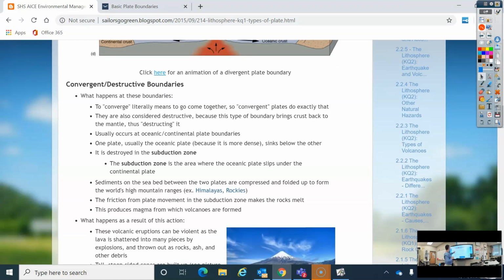All right. So convergent boundaries. Convergent boundaries are where you have two plates moving together and one subducts underneath the other one. To converge literally means to come together, so convergent plates do that. They're also considered destructive because the heavier plate, the more dense plate, is going to subduct underneath the Earth.